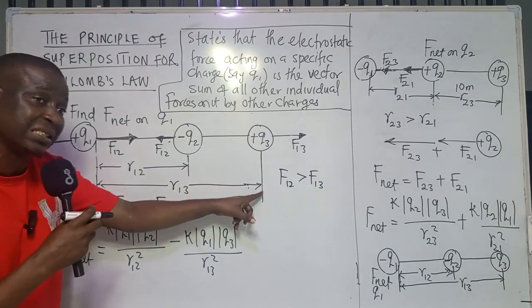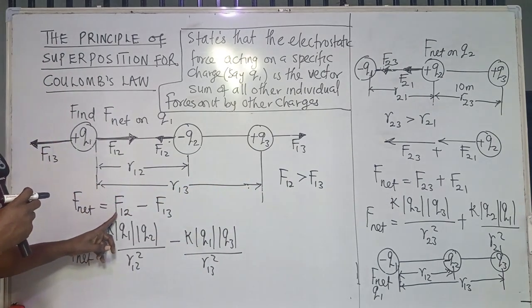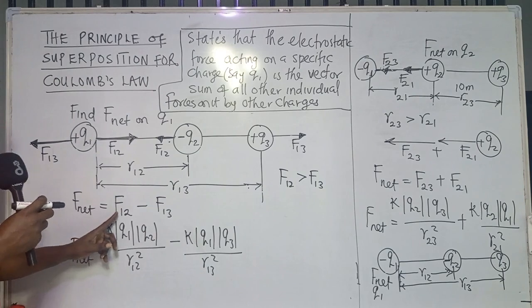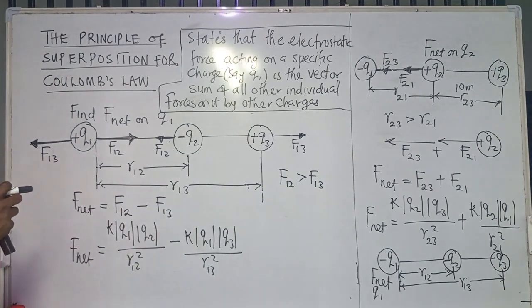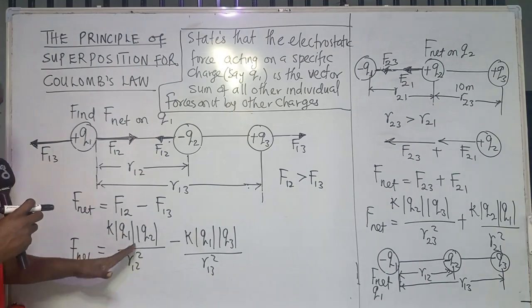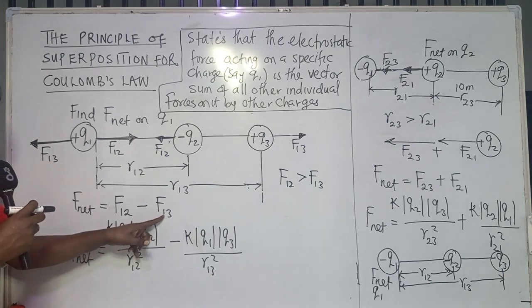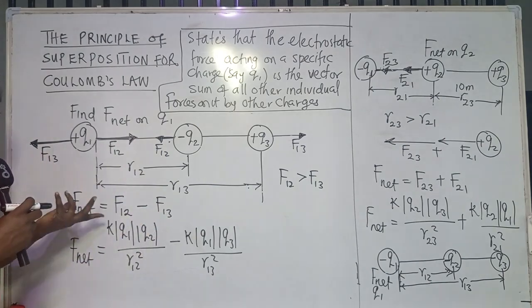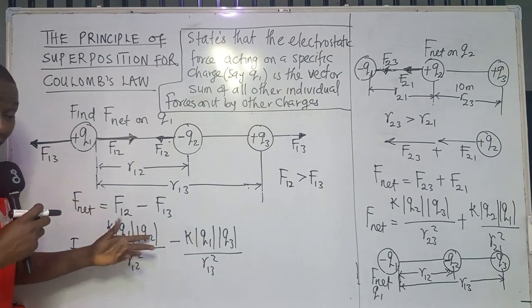Q1 and Q3, which is the far distance. So we now say F12 minus F13. Then you can now put the force between charge Q1 and Q3. You apply Coulomb's law. Now apply Coulomb's law.